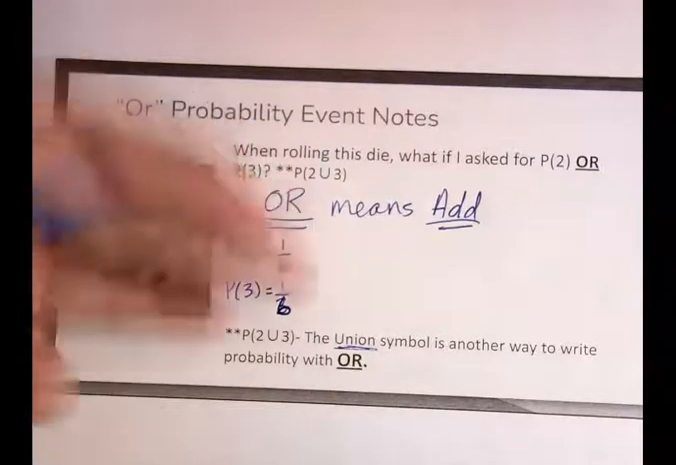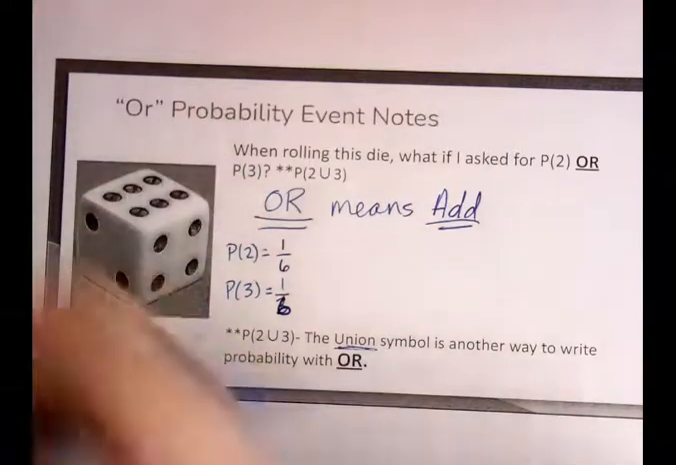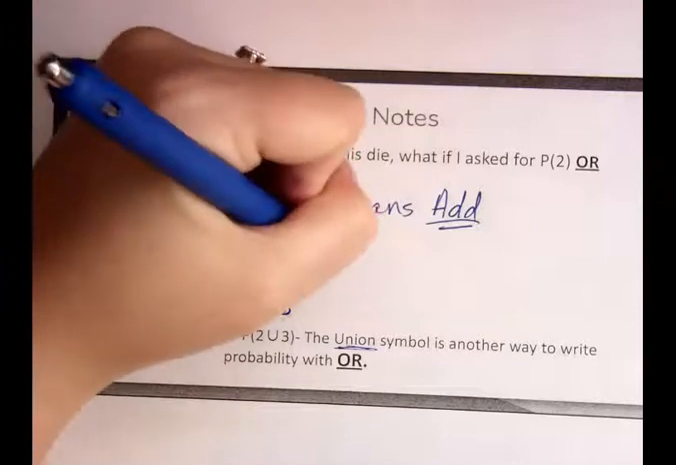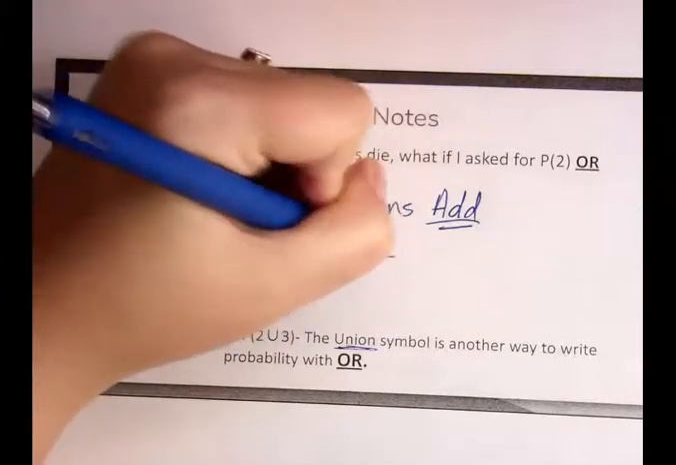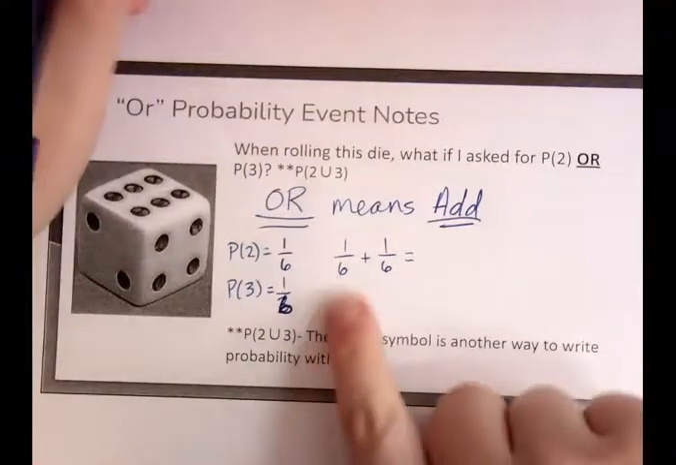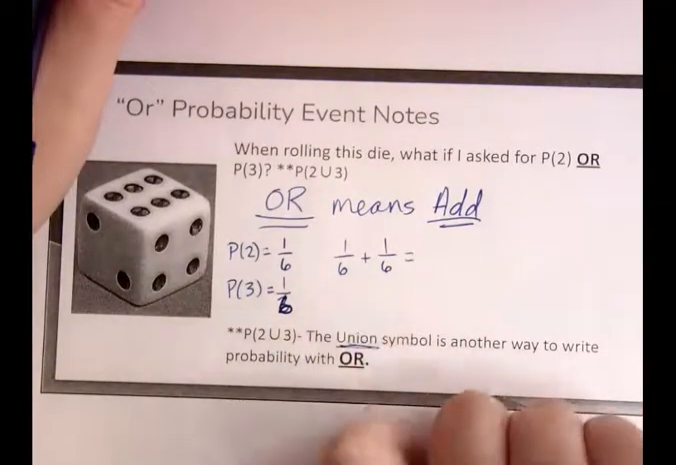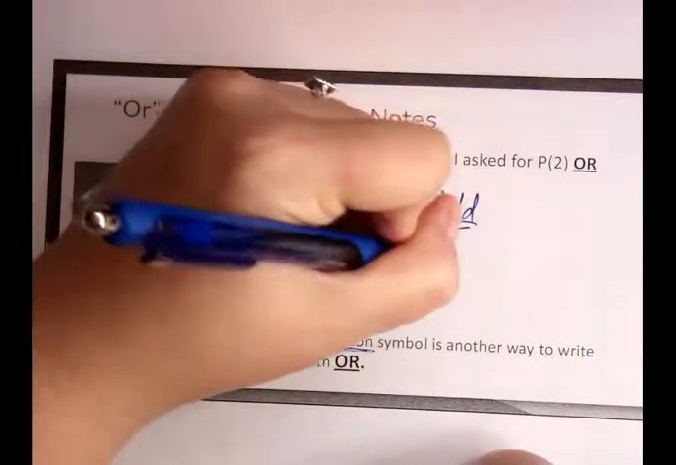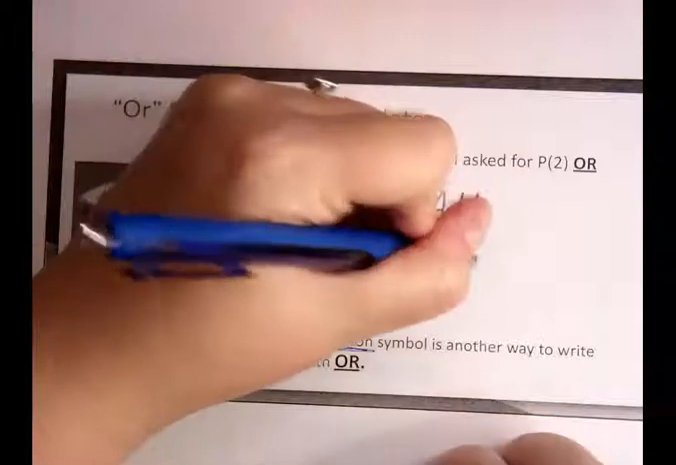So if that's the probability of those two separately, the probability of rolling a 2 or a 3 would be to add those two probabilities together. So 1 over 6 plus 1 over 6. Remember, the denominators are the same, so that's good. That becomes 2 over 6, and then simplifies to 1/3.